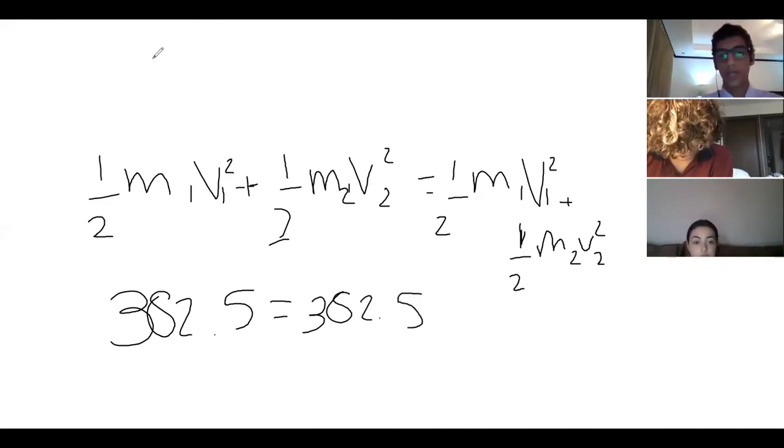Okay, so here you go. The kinetic energy was conserved, and we found the initial velocity for object 2. That's what the problem was asking us. And because the energy was conserved, we can see that it's an elastic collision.